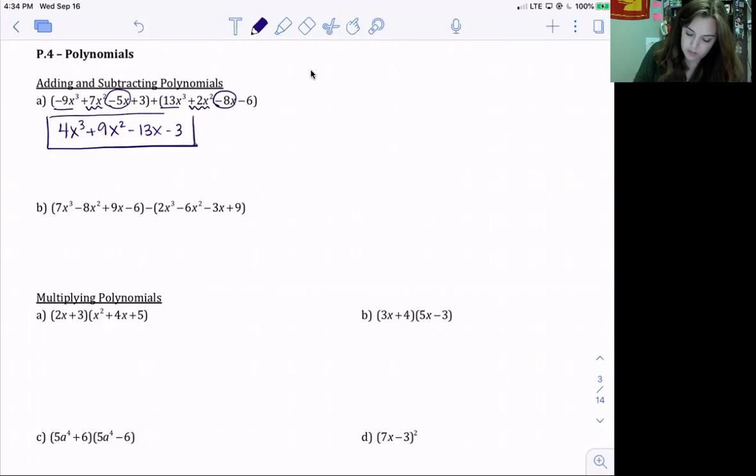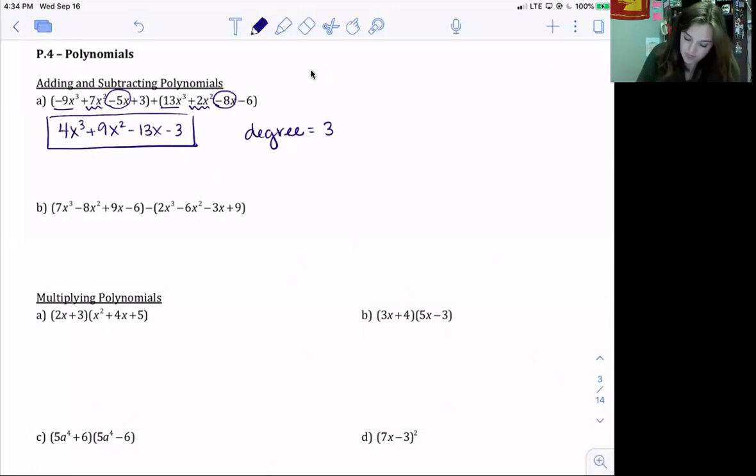Also remember, the degree of your polynomial is based off the largest exponent. So here our degree would equal 3. Okay, so now we're going to subtract. So you can do the same thing, or you can distribute the negative, whichever way makes most sense to you. So I'm just going to do the same thing we did with adding.